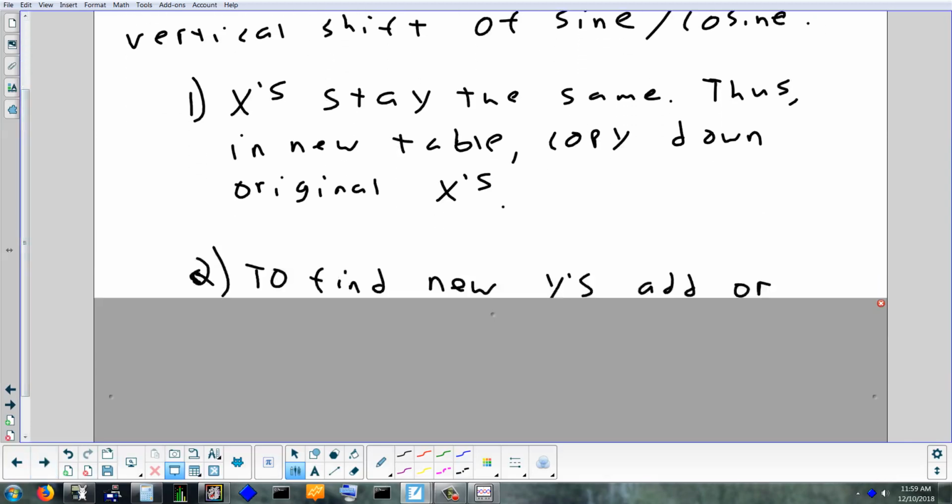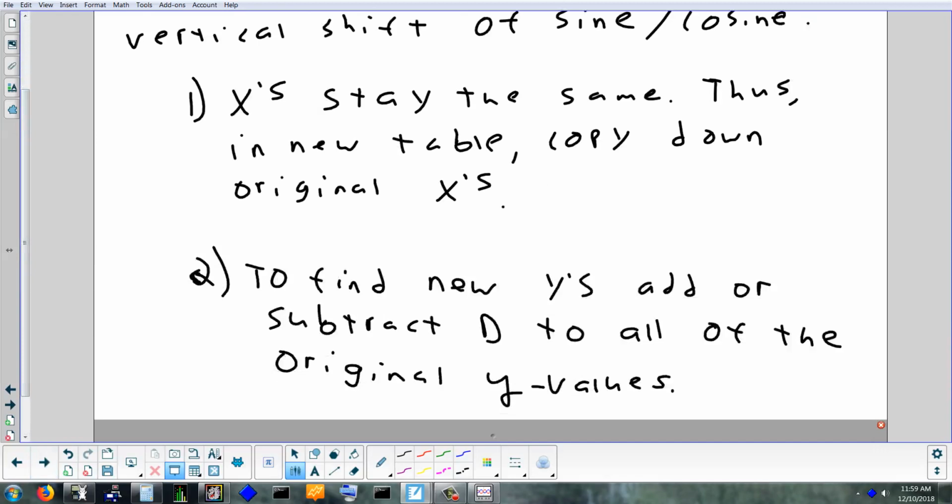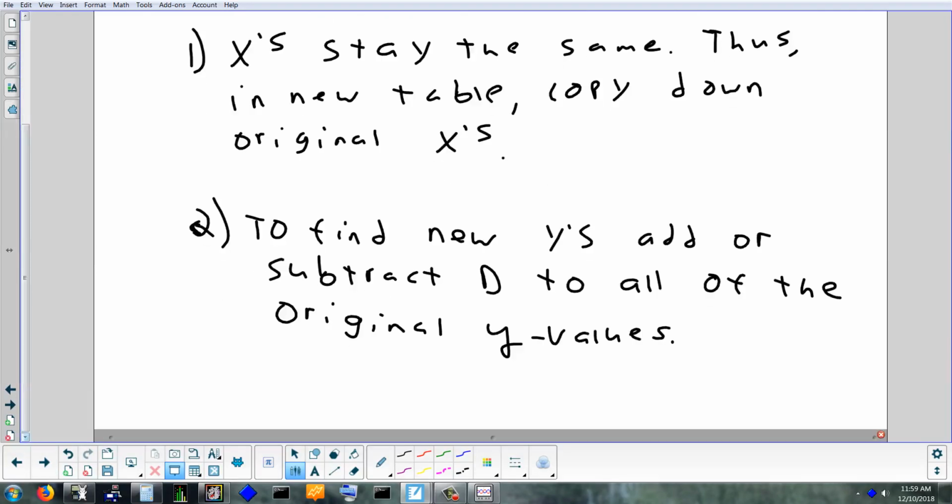What we do have to change is the y values. But all we have to do is add or subtract whatever number you see, don't do the opposite, to all the original y values. So this usually means we're just adding integers, like a +2 to everything, or a -3 to everything. It's very, very simple math. So we'll try 1 or 2 of the vertical shifts, and then that'll be it.